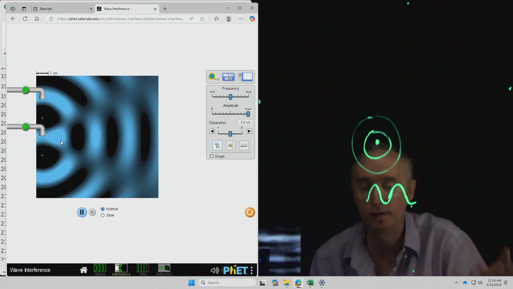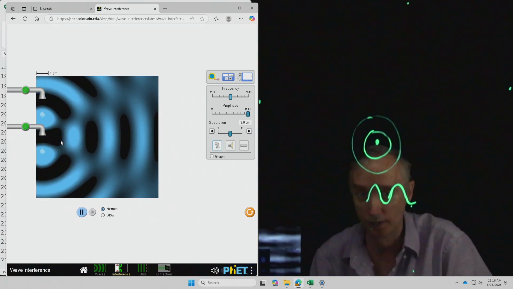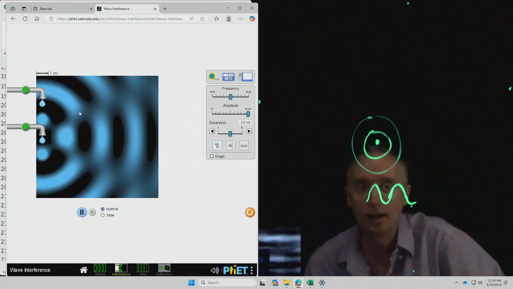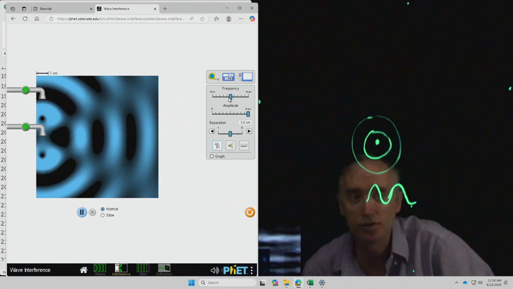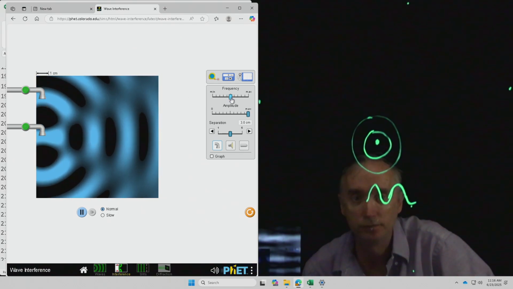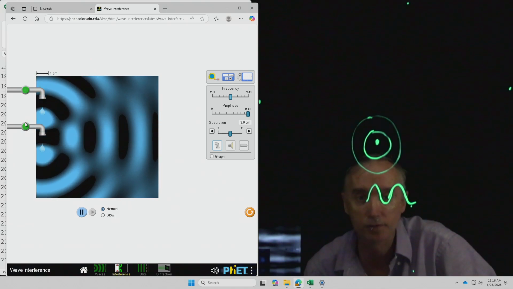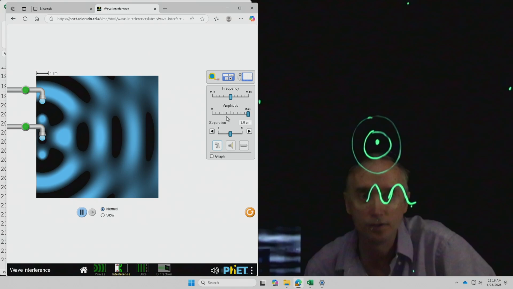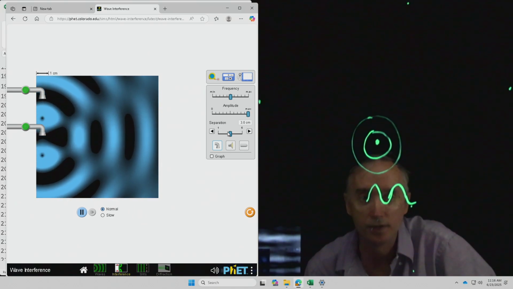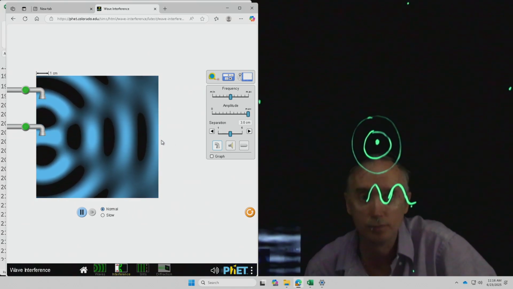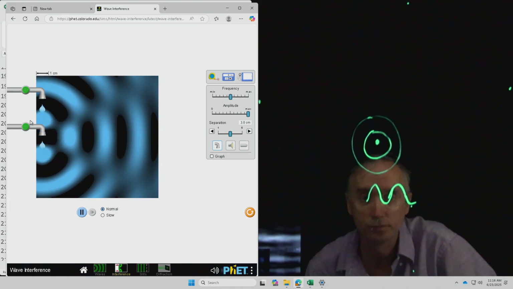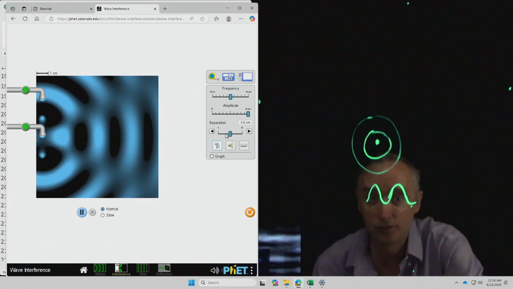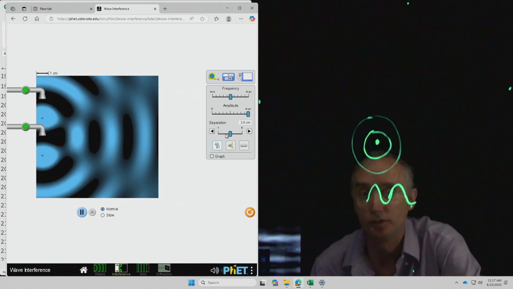And so one of them is going to correspond to the constructive and the other one's going to correspond to the destructive. Okay, now look over here. You can change the frequency of the drips over here. You can change the amplitude, and you can change also the separation between the two faucets. So if you move this one back and forth, that's going to change the separation between the faucets.